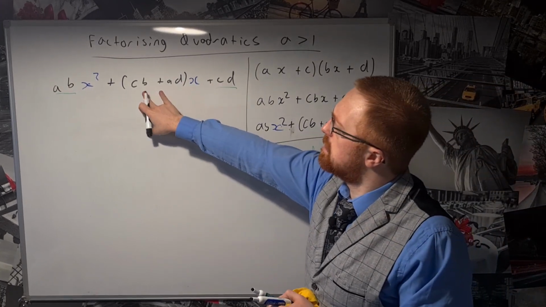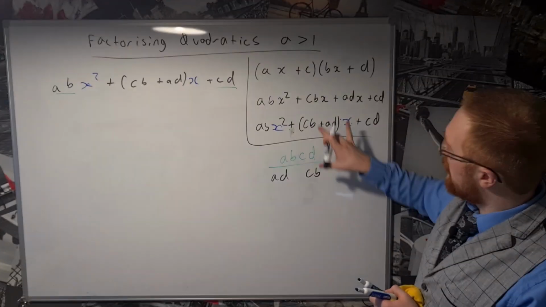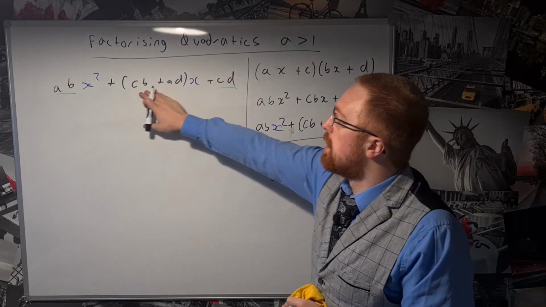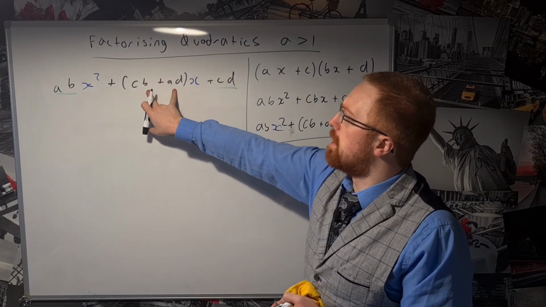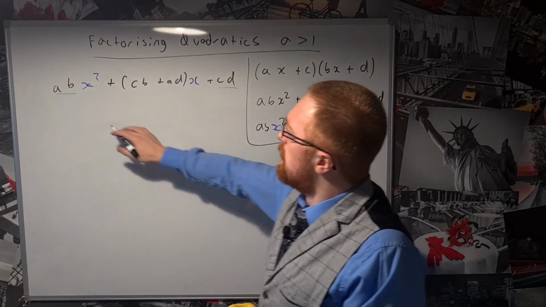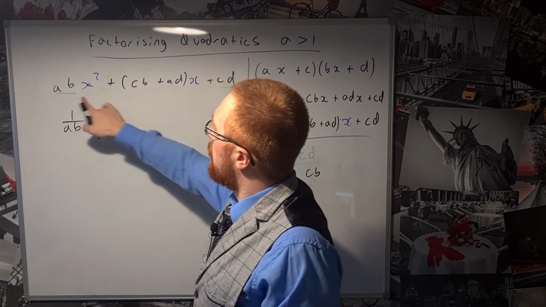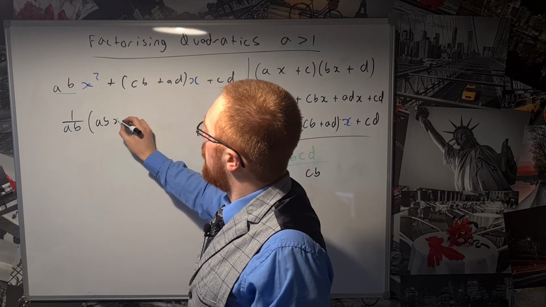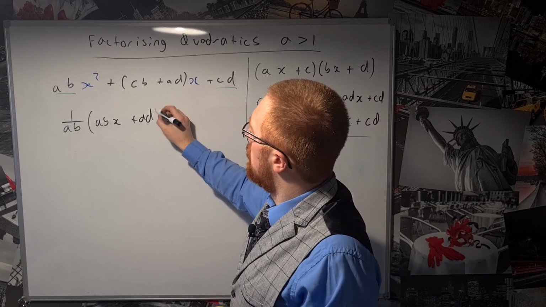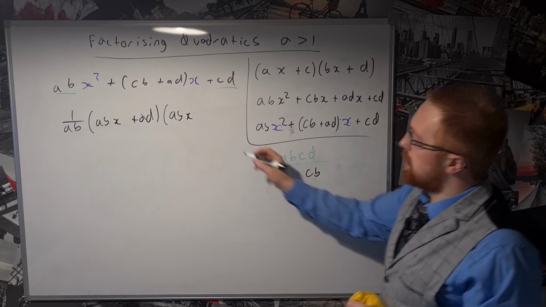So we should hopefully see that a factor pair of this number, if we started with something that was factorised, is always going to give me something that adds to give me this coefficient, which is nice. So then what was our next step? We divided by the coefficient of x squared, so we've got 1 over ab, and then we wrote abx plus our first term, ad, and then we wrote abx plus our second number, cb.